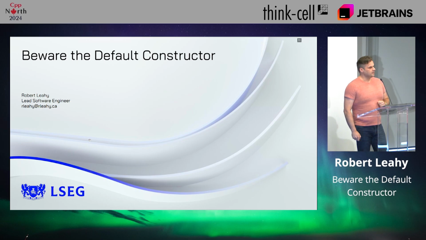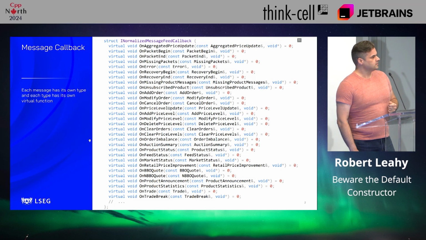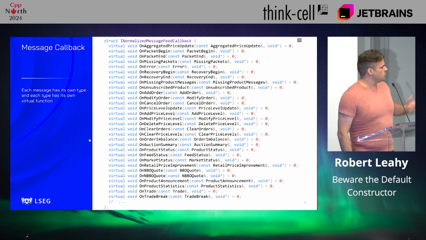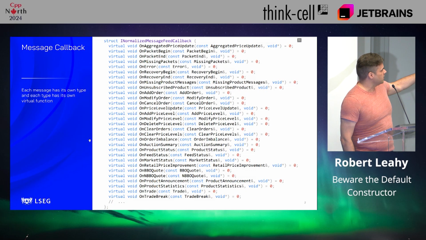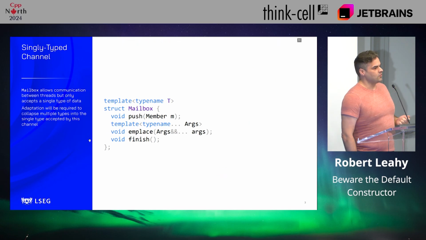Recently, I was profiling a component. On one side, it looks like this, accepting messages that are delivered to an abstract base class, one function for each and every message type. On the other side, it wants to re-emit these messages into a threaded pipeline via a concurrent queue.